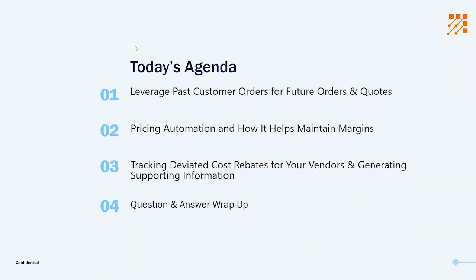Lastly, we will get into our system and how it can track deviated cost rebates with your vendors and also generate supporting information to get paid for these rebates. From my experience, I've seen businesses leaving a lot of money on the table because the tracking of these rebates is too time consuming and or their software has no ability to track this information.